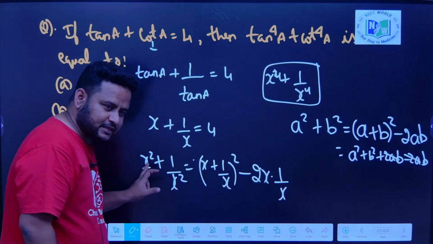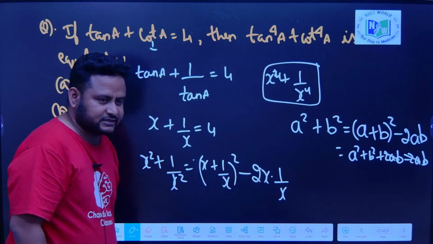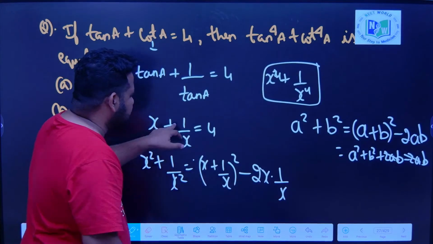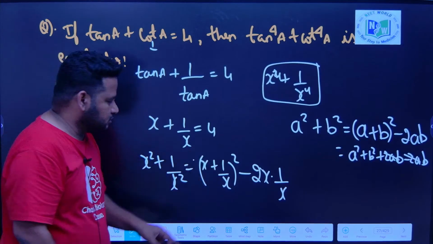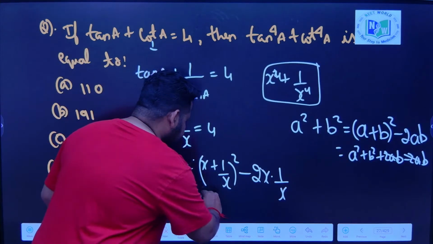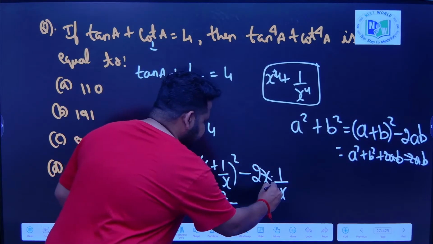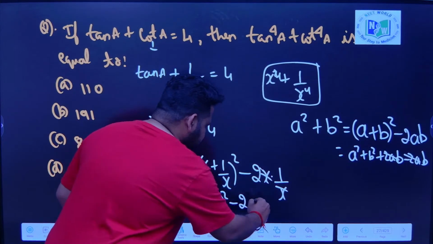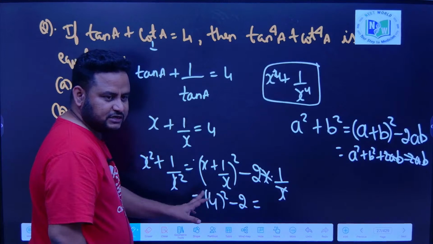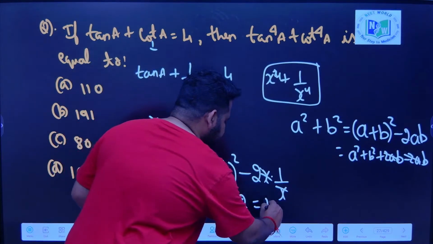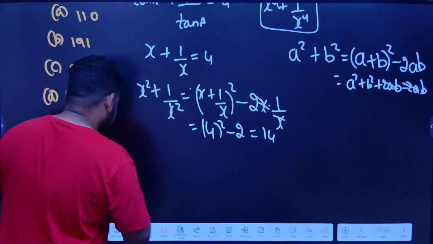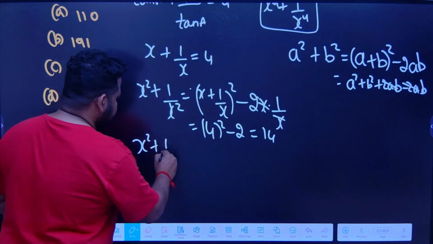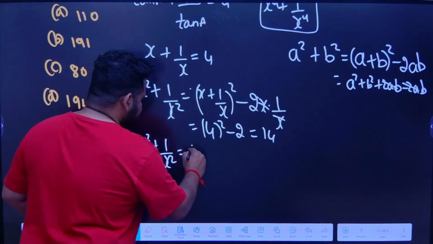A is x here, and b is 1 by x. So x plus 1 by x is 4. This becomes 4 square minus 2, since x and x cancel. 4 square is 16, and 16 minus 2 is 14. So what I got is x square plus 1 by x square is equal to 14.